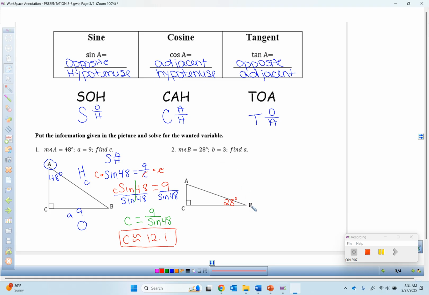Little b is 3, so here's my big B. Little b is over here, right? 3. And is this opposite or adjacent? We know it's not hypotenuse because that's this. Adjacent is touching it, so let's see. I'm going to highlight this. Is this touching it? No, so it has to be what? Opposite. So this is opposite. Okay, and then it does not give me hypotenuse. Okay, so I have B is 28 degrees, little b is 3.